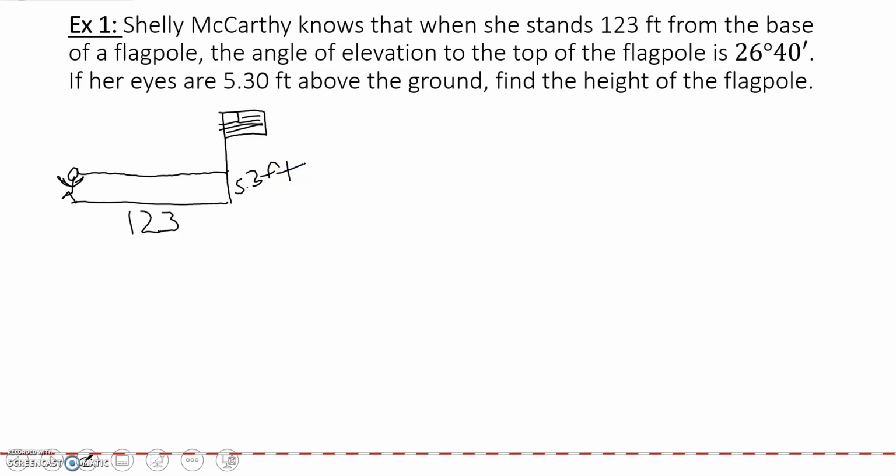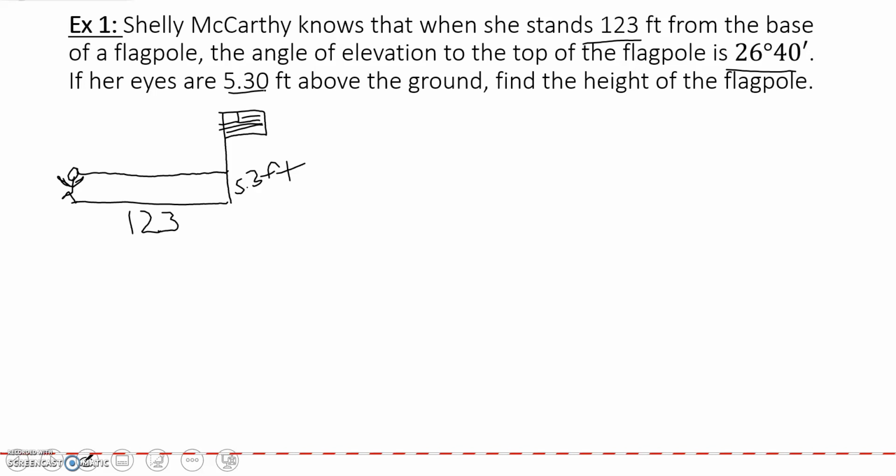That is 3 significant digits. If you look at 123, that's 3 significant digits. And 26 degrees and 40 minutes, remember when it was in either minutes or seconds and it was a 0 at the end, you didn't count the 0. So that's also 3 significant digits. So that means any answers we get, we're going to give them in 3 significant digits.